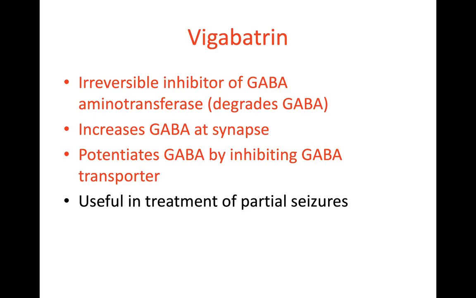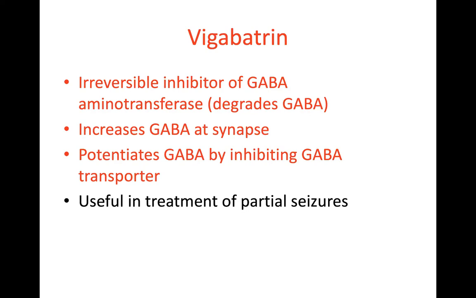The result is that the GABA increases at the synapse. So it's sort of like an acetylcholinesterase type drug, except it's with GABA instead of acetylcholine. The other thing it does is not only increase the amount of GABA, but it actually potentiates the effects of GABA by inhibiting the GABA transporter.